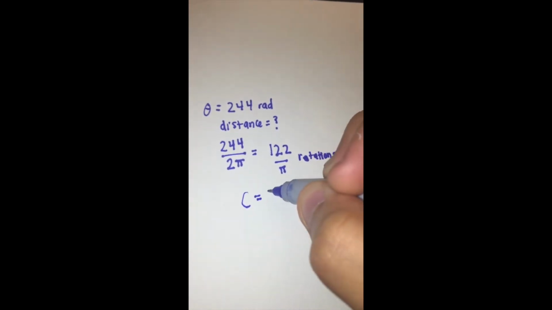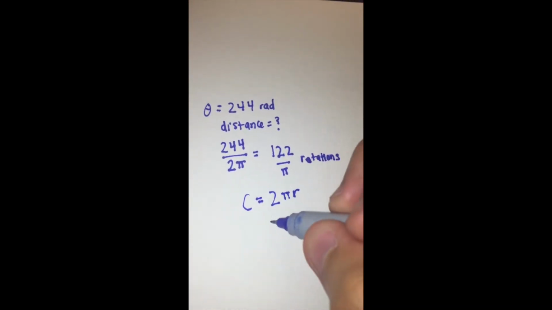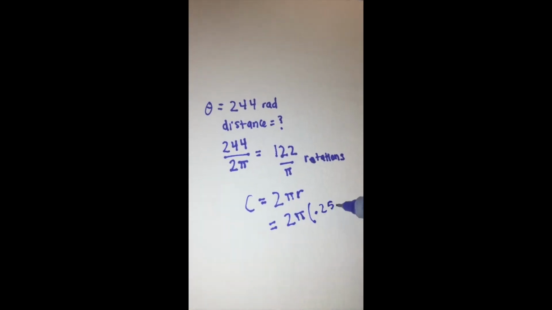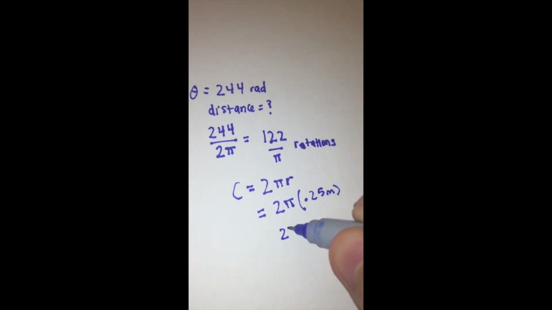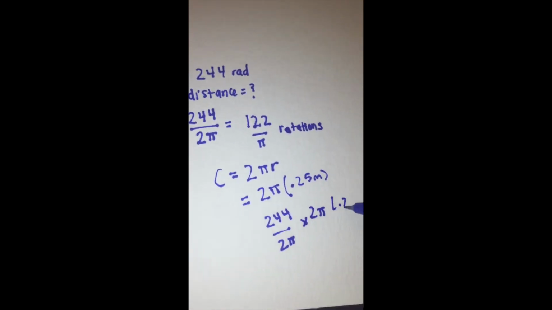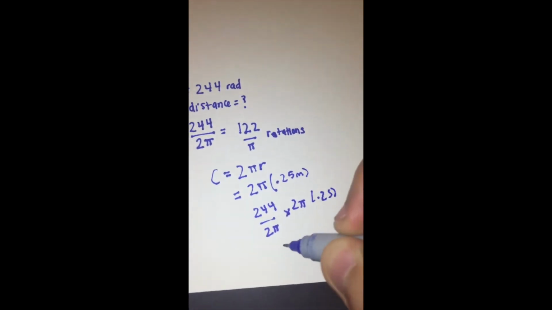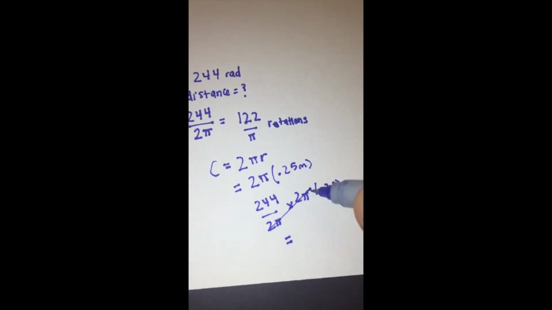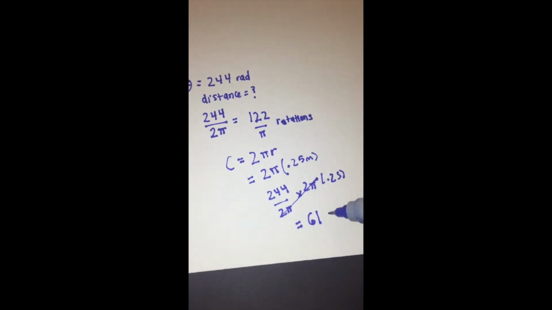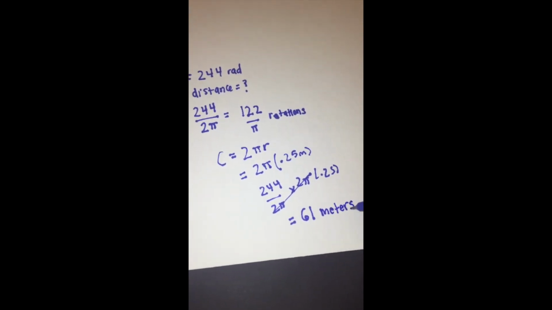Then, knowing the position in radians, how do you find distance? Well, if you know that the circumference of a circle is always 2 pi radians, then you can solve for the number of rotations. Then, if you know the number of rotations and you know the circumference of the circle, you can find the distance that he's traveled. Don't forget to include the units.